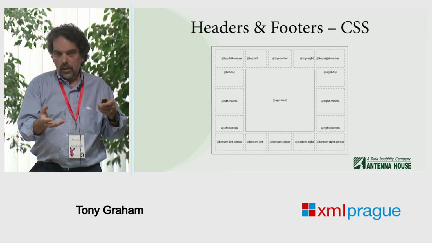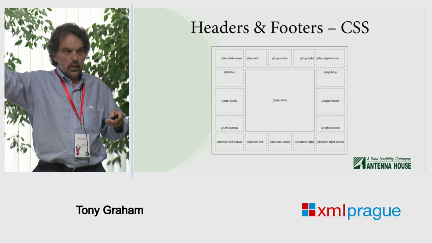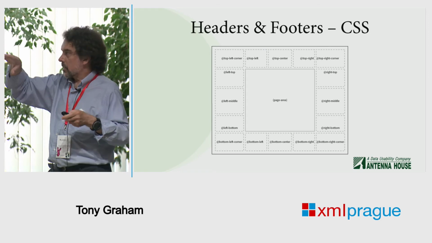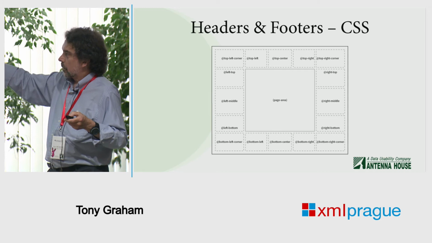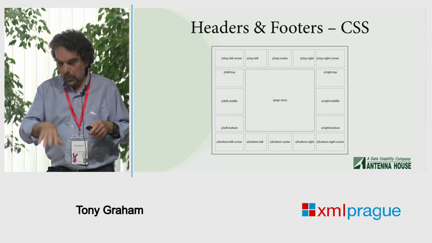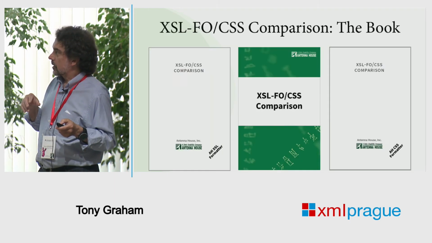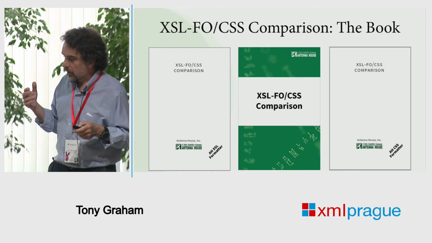It's essentially equivalent to FO, where you generate content in a static content to be used in the outer regions, but for CSS, the content is still part of the flow, but it serves a similar function.